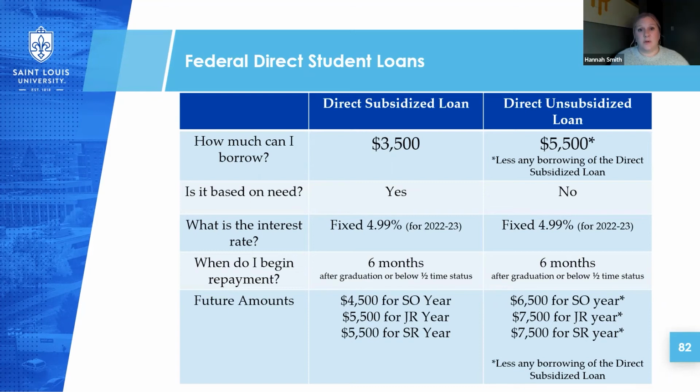And again, the subsidized portion is not accruing interest while your student is in school. So if they qualified for the maximum subsidized loan, they would have $3,500 in a subsidized loan. Again, that's not accruing interest while they're in school. And then they would have the remaining eligibility, the $2,000 in an unsubsidized loan that would be accruing interest while they're in school. They will have increasing eligibility for subsequent years. So their sophomore year, they'll have $6,500, and then junior and senior year, they'll have $7,500 in federal direct loan eligibility as long as they continue to file the FAFSA.